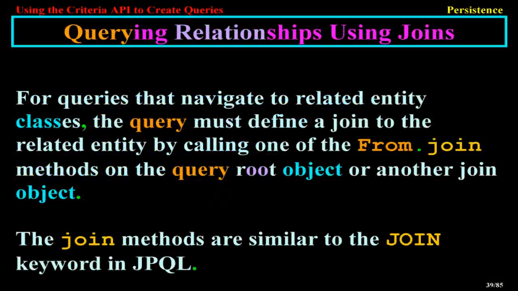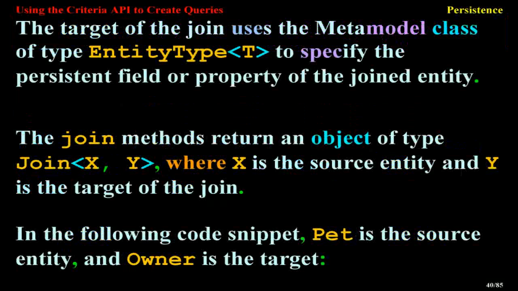Querying relationships using joins. For queries that navigate to related entity classes, the query must define the join to the related entity by calling one of the From.join methods on the query root object or another join object. The join methods are similar to the JOIN keyword in JPQL. The target of the join uses the metamodel class of type EntityType<T> to specify the persistent field or property of the joined entity. The join methods return an object of type Join<X, Y>, where X is the source entity and Y is the target of the join.